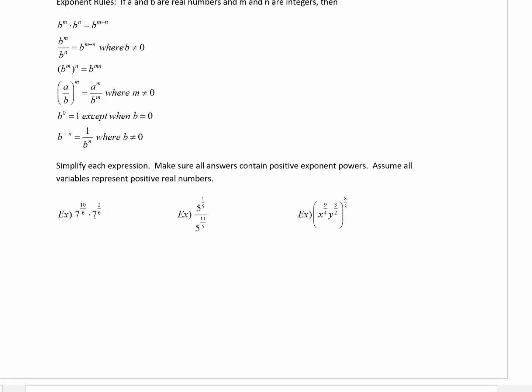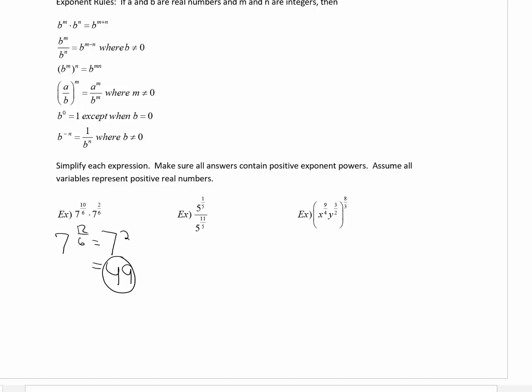So here I'm multiplying exponents with the same base. So when I multiply exponents with the same base, I add the powers. So the base stays the same at 7. 10 over 6 plus 2 over 6 is 12 over 6. Well, that simplifies to 2, and 7 squared is equal to 49.